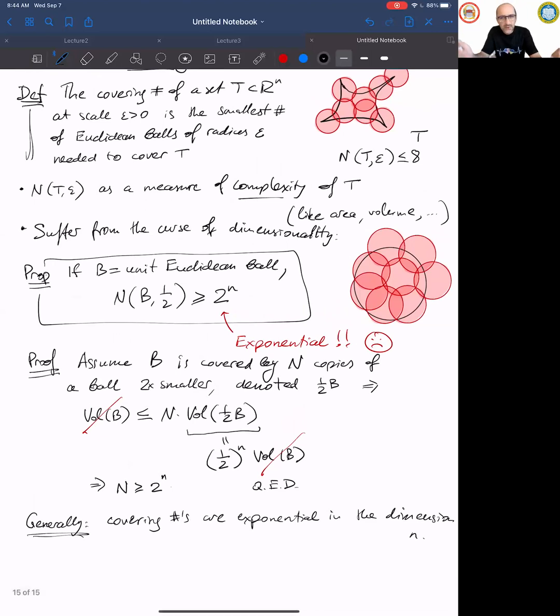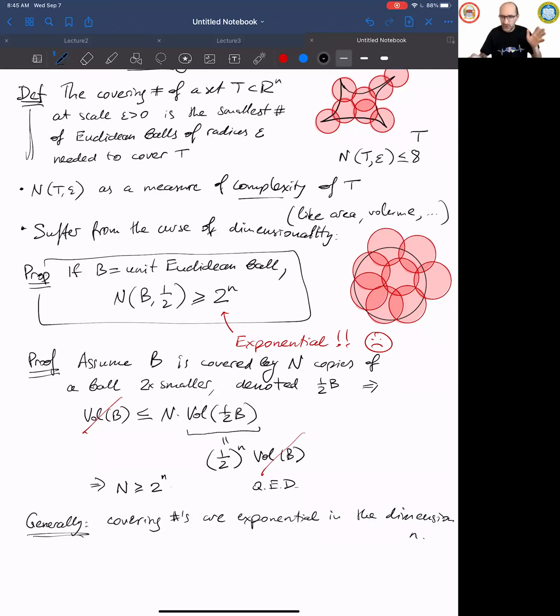You can take the cube, for example, and it's going to be the same, or anything else is going to be the same. Okay, are you with me? So far, so good? Perfect, okay.